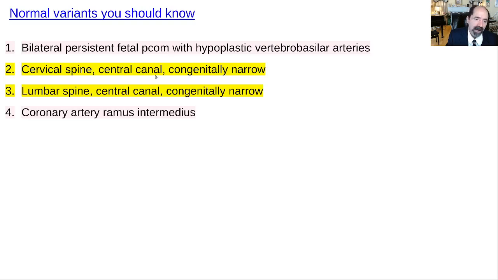And then spine problems. You can have congenitally narrow canal and cause all kinds of problems. It's like what the football players have that get transient or permanent paralysis. Coronary artery Ramus intermedius, we'll just sort of finish up with that one.